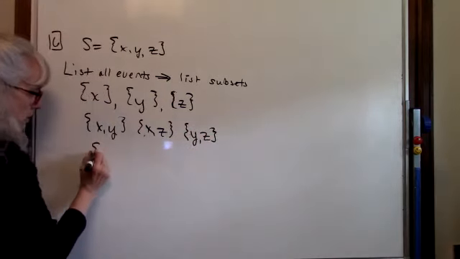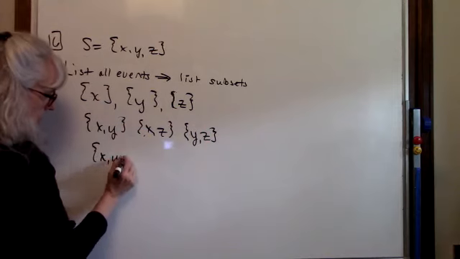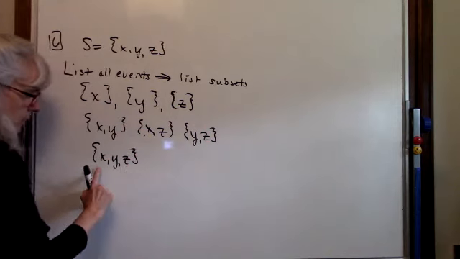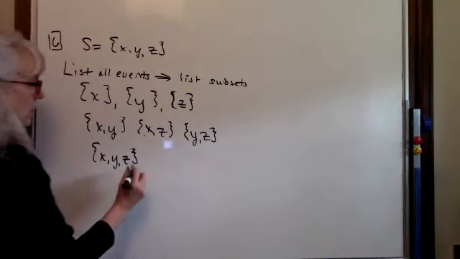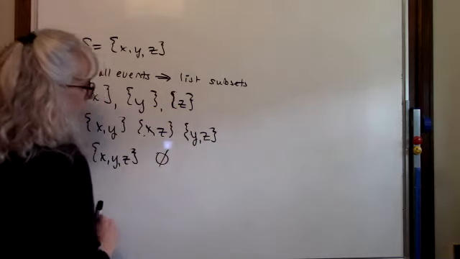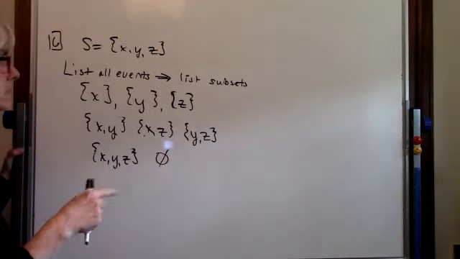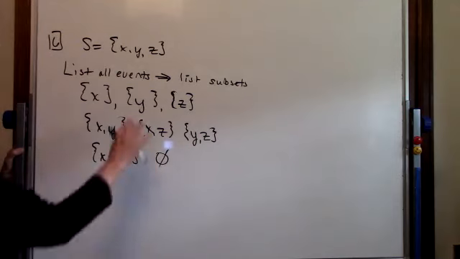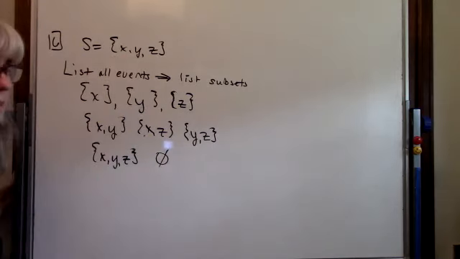And then there's 2 more that are subsets. So the original set is a subset of itself. So X, Y, Z is a subset of X, Y, Z. Then also the empty set. So there are all possible subsets or events that could occur associated with this sample space.